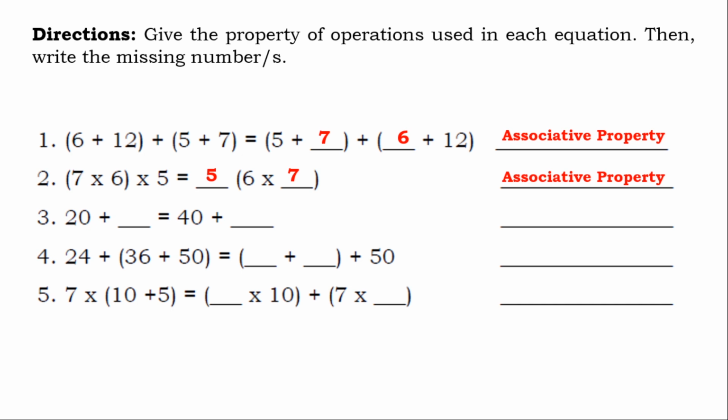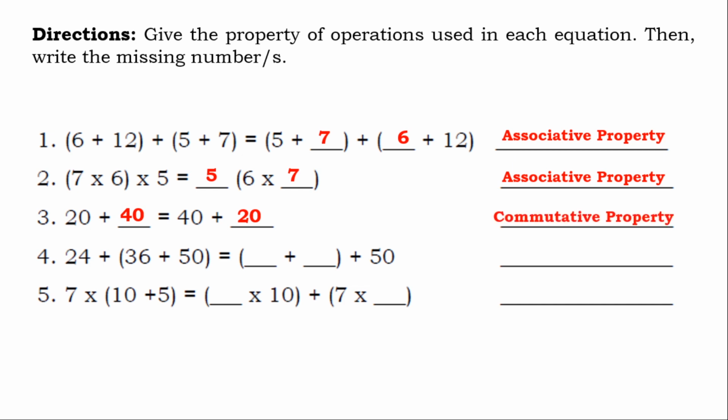Number 3, 20 plus blank equals 40 plus blank. So what is the missing number? The missing numbers are 40 and 20. So the property of operations used is the commutative property.